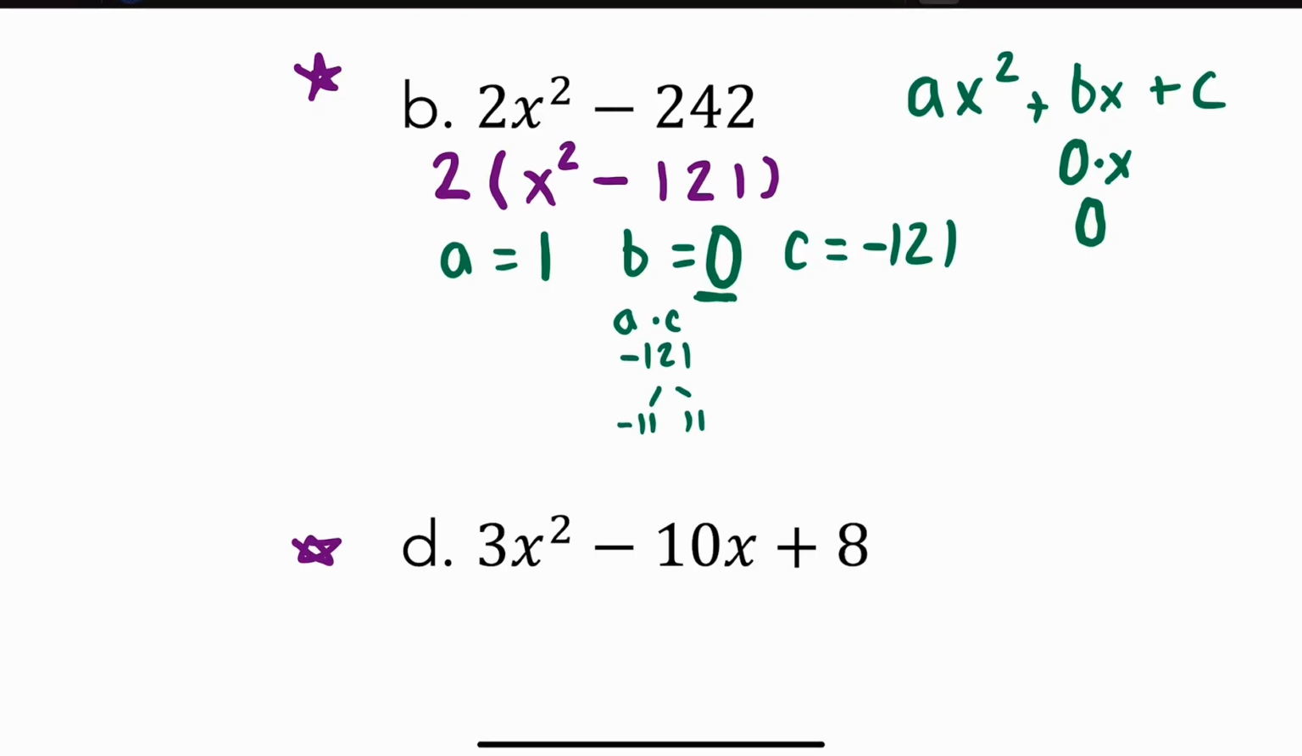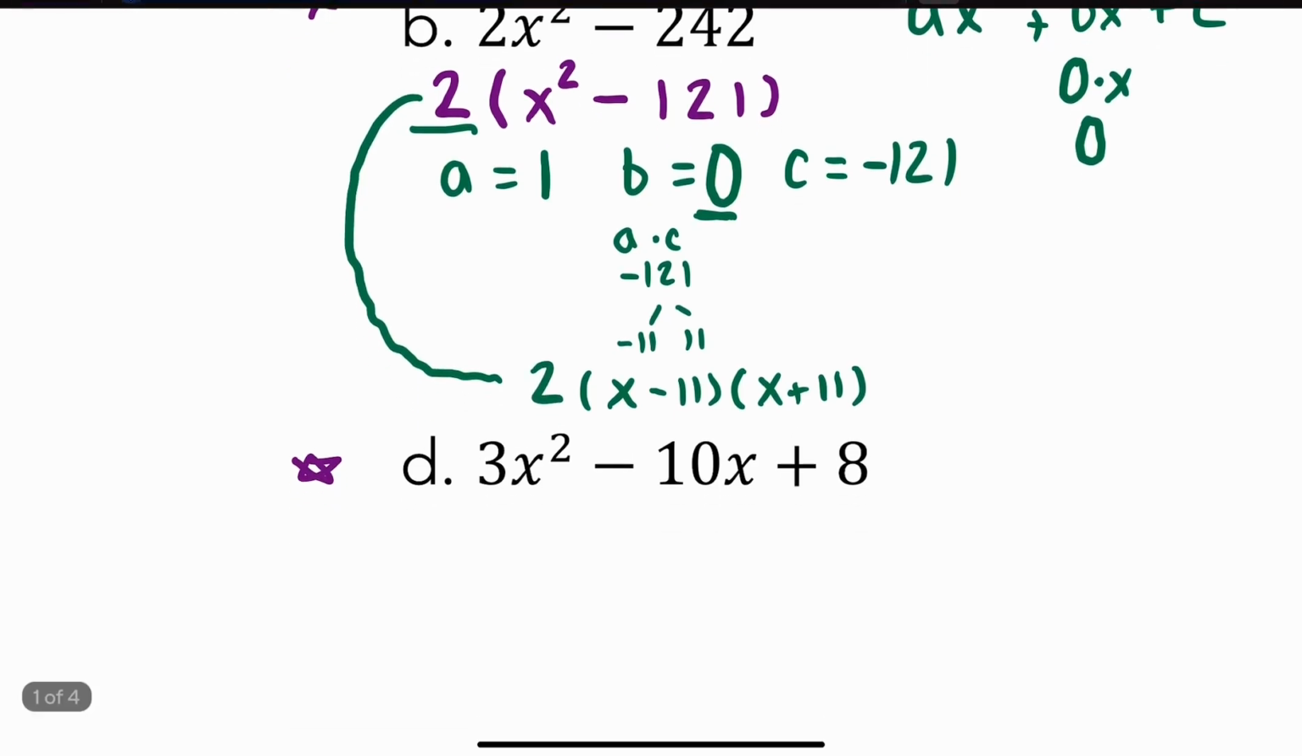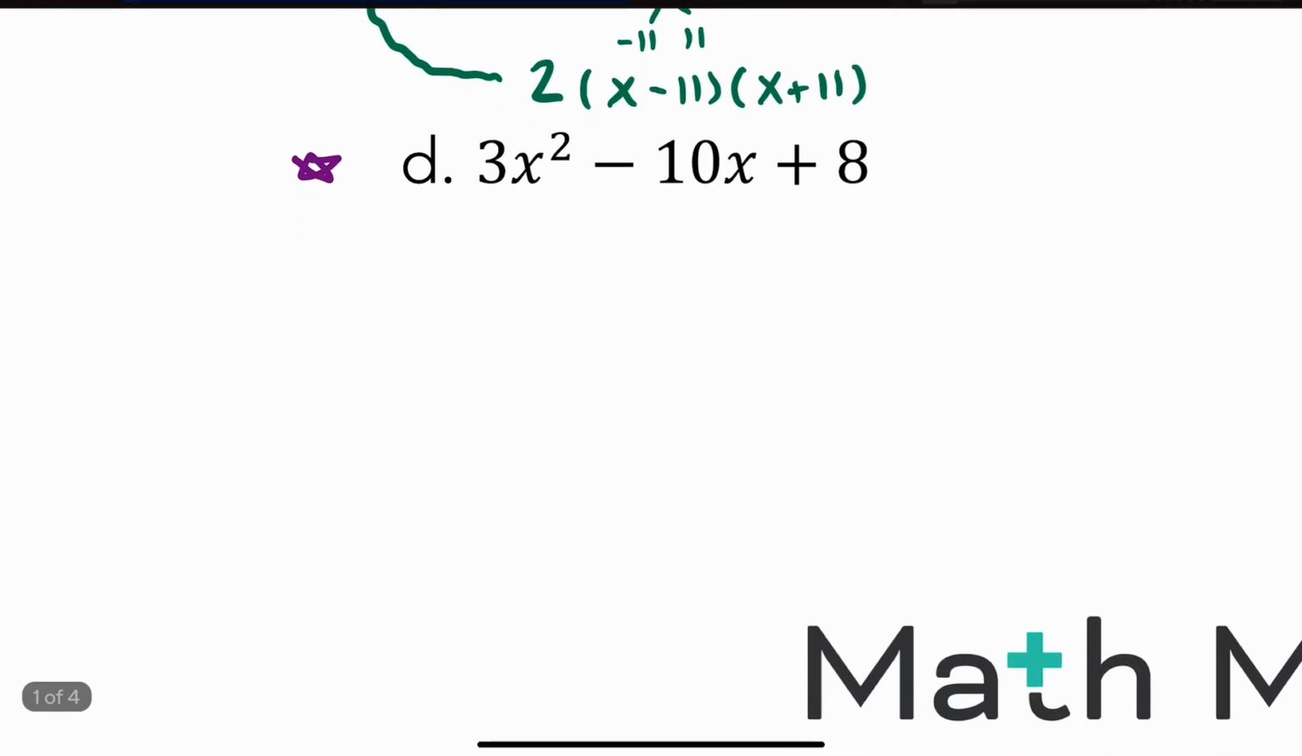So then we can set up our little factor. We're going to have 1, which is x minus 11. 1 that is x plus 11. And don't forget this 2 that we factored out because we got to bring it back down here. 2. And that's how you factor out B.